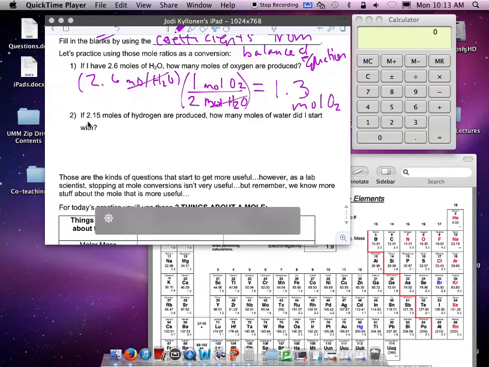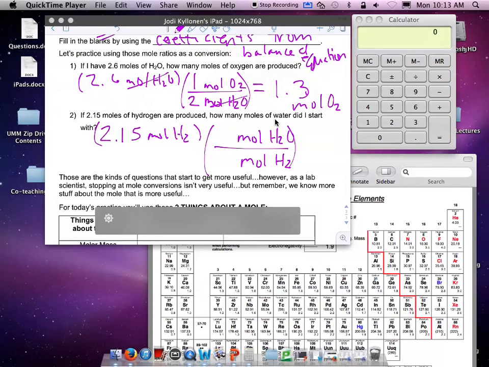Let's try another one. 2.15 moles of hydrogen are produced. How many moles of water did I start with? All right, well, as a chemist, you might be curious about that. So I'm going to start with my 2.15 moles of hydrogen. But then I don't want to know about moles of hydrogen. I want to know how many moles of water did I start with. So that's switching chemicals. Moles of hydrogen I want to get rid of, which means it has to go in the opposite spot always. Moles of water is what I'm trying to switch over to, so that's going to go on the top.